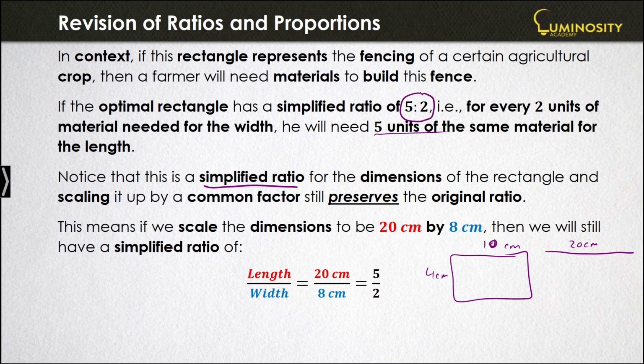that means since he went from 10 to 20, he multiplied by 2. That means he needs to preserve the ratio, so he needs to multiply 4 by 2 to get 8 centimeters. All right, so this means if we scale the dimensions to be 20 centimeters by 8 centimeters, then we will still have a simplified ratio of, if you divide the length and the width, 20 divided by 8 still gives you 5/2. So it's still within that optimal simplified ratio.